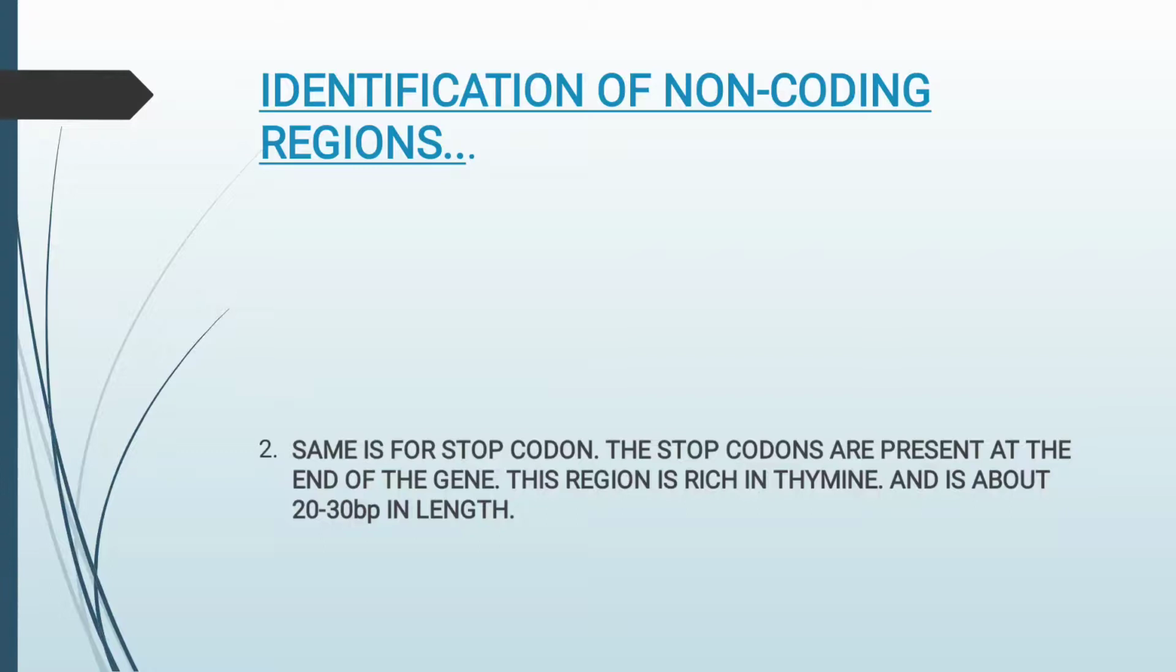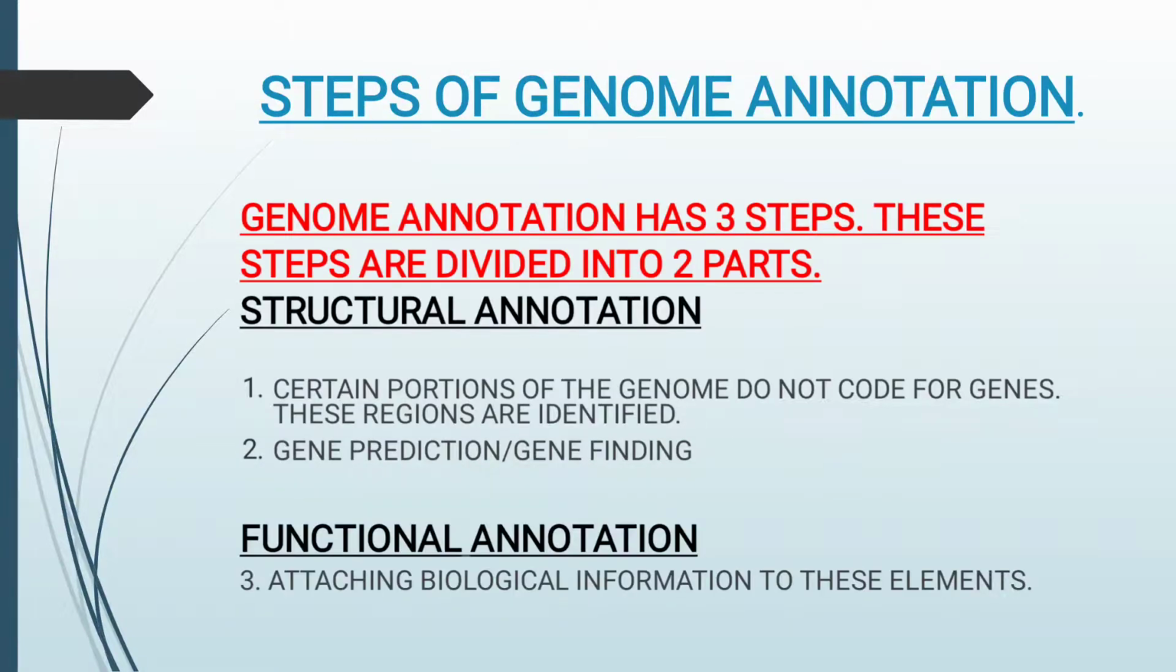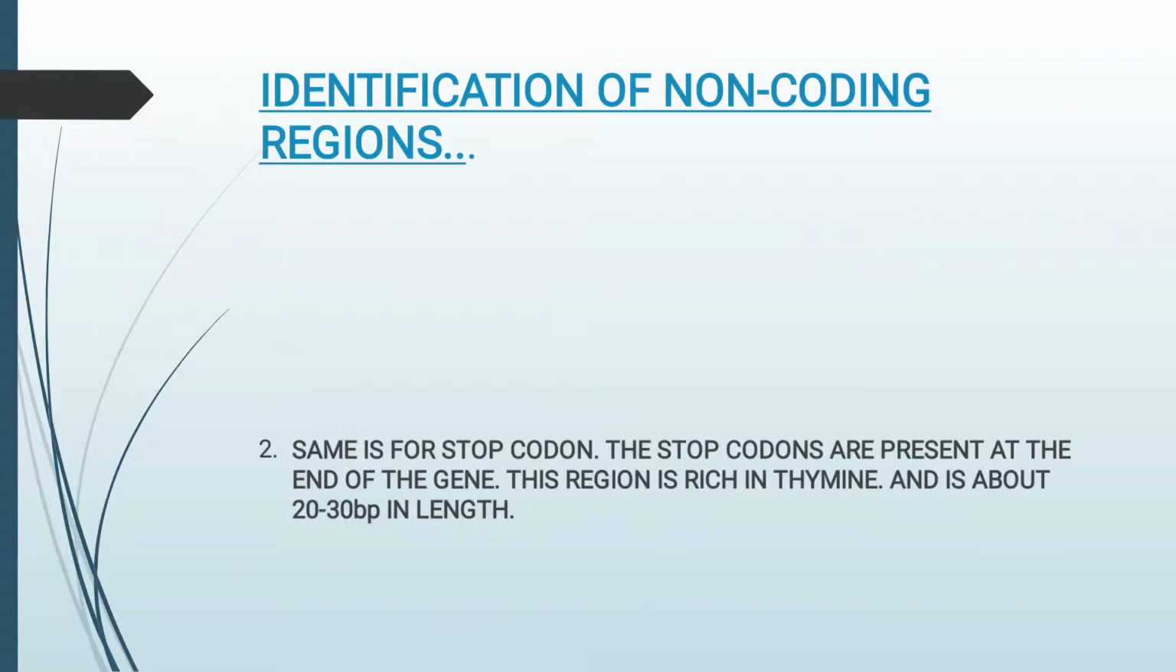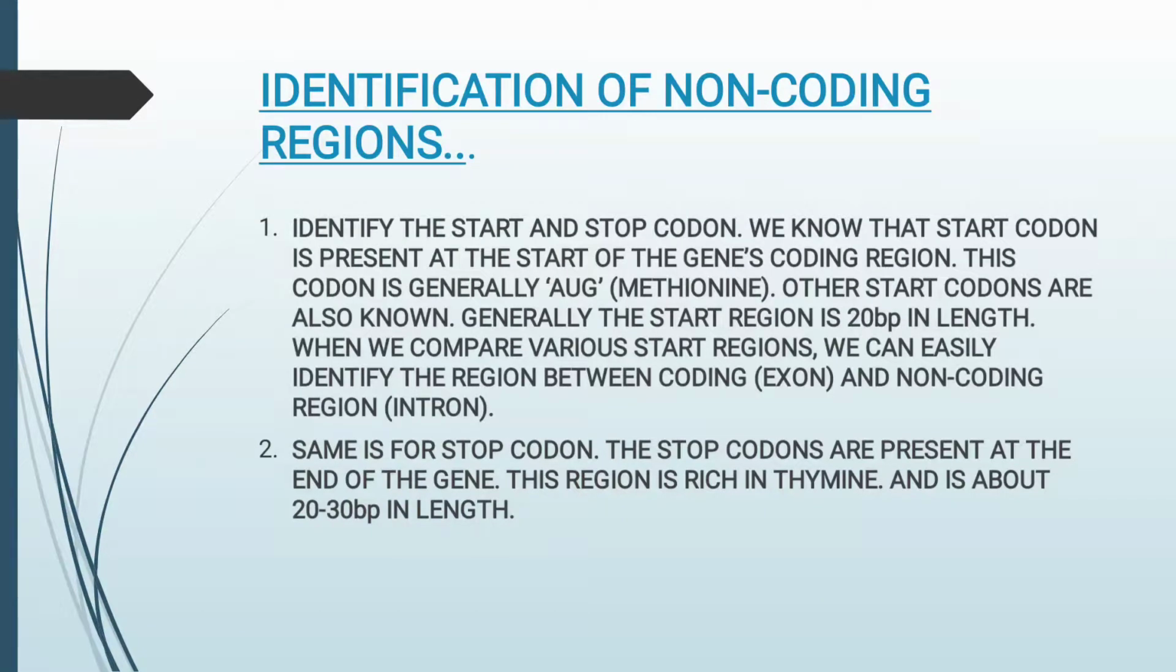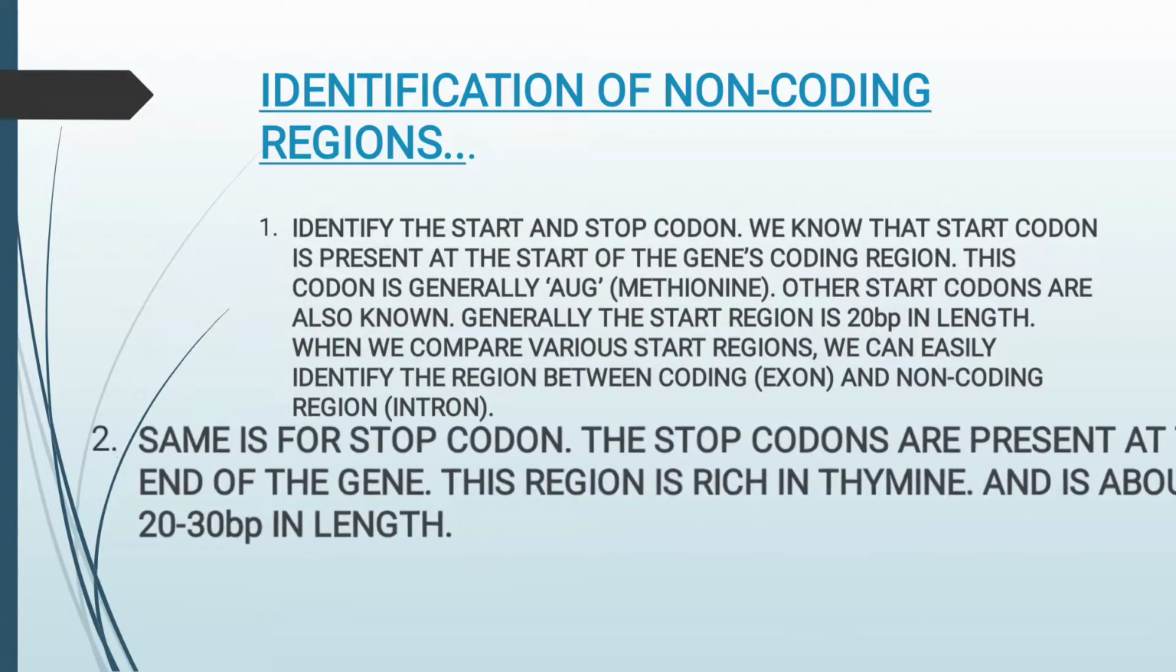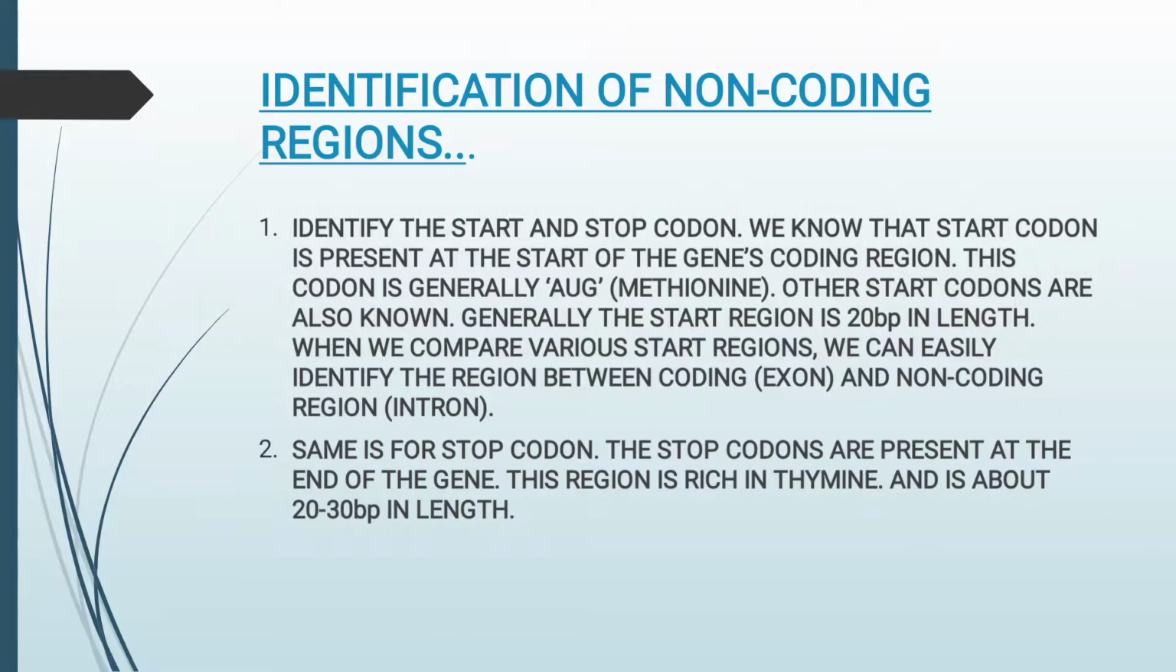Now, the first part of structural annotation is that a certain portion of the genome does not code for genes. So, identification of these non-coding regions of the gene. You identify the start and stop codon. I discussed before also, at the start site, the start codon is present. Mainly it is methionine. Most of you are aware of this. So I have taken this example.